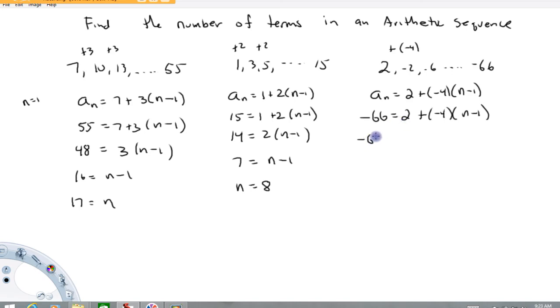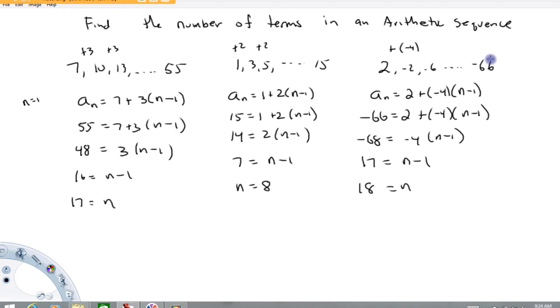Subtract 2. Be very careful with minus signs. When you subtract 2 from both sides, this minus sign still stays put. The next step is to divide both sides by negative 4. So negative 68 over negative 4 is a positive value. That comes out to be 17 is equal to n minus 1. And then we'll solve for n by adding 1 to both sides. So n is equal to 18. So there are 18 terms in this sequence.